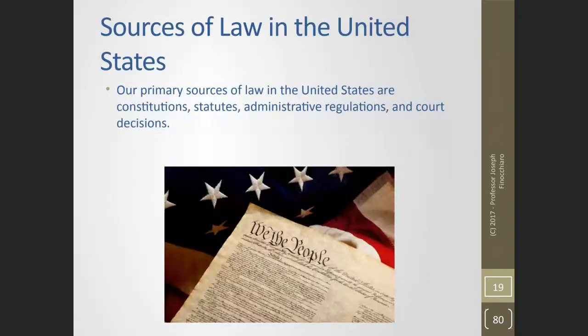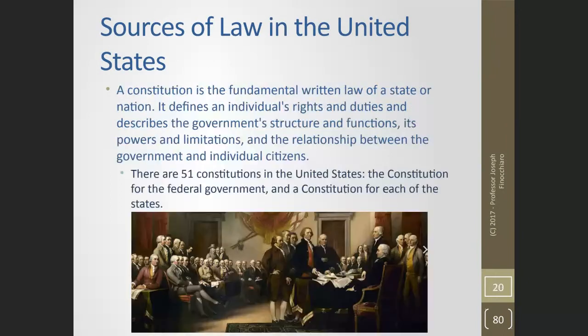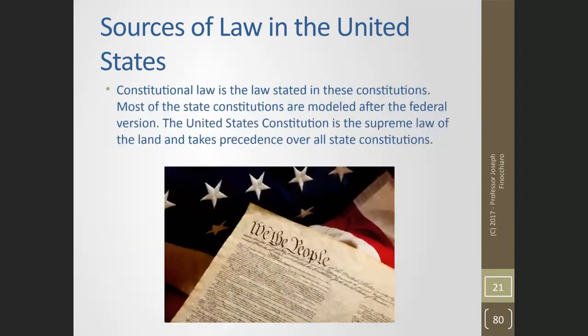Our primary sources of law in the United States are constitutions, statutes, administrative regulations, and court decisions. A constitution is the fundamental written law of a state or nation. It defines an individual's rights and duties and describes the government's structure and functions, its powers and limitations, and the relationship between the government and individual citizens. There are 51 constitutions in the United States, the Constitution for the federal government, and a constitution for each of the states.